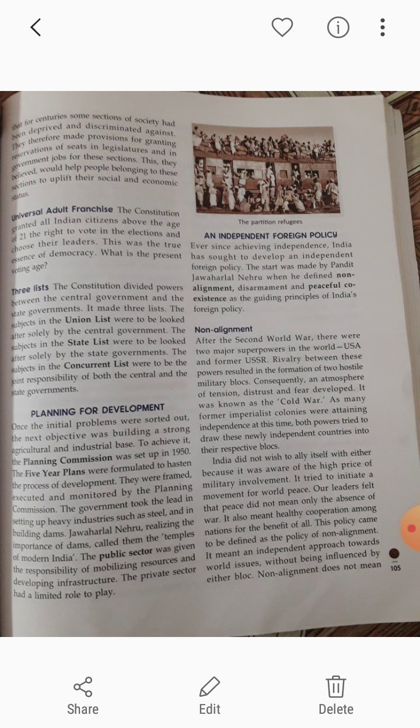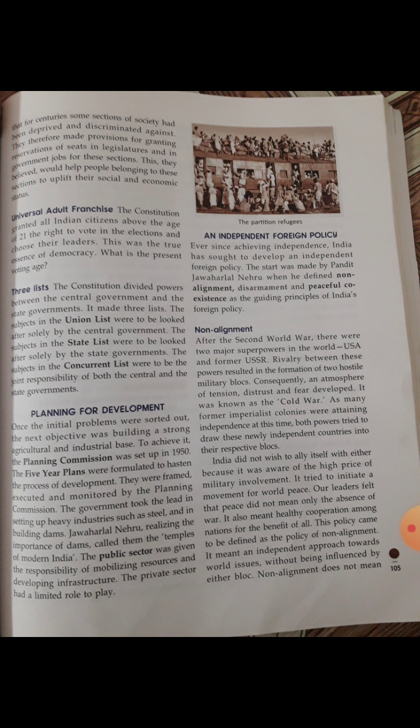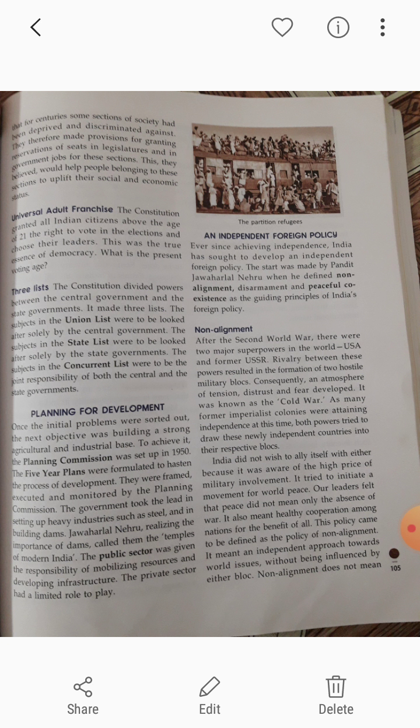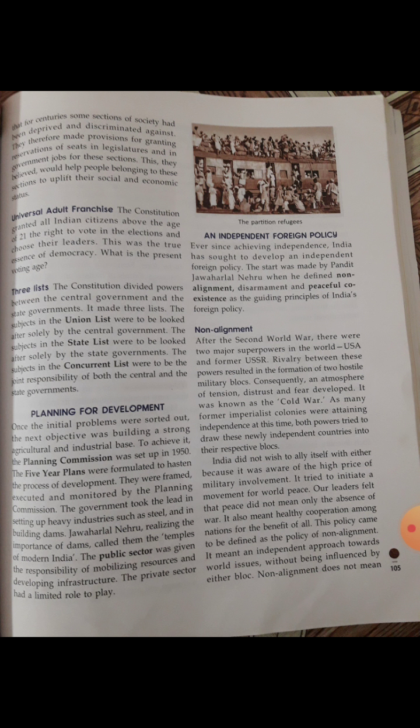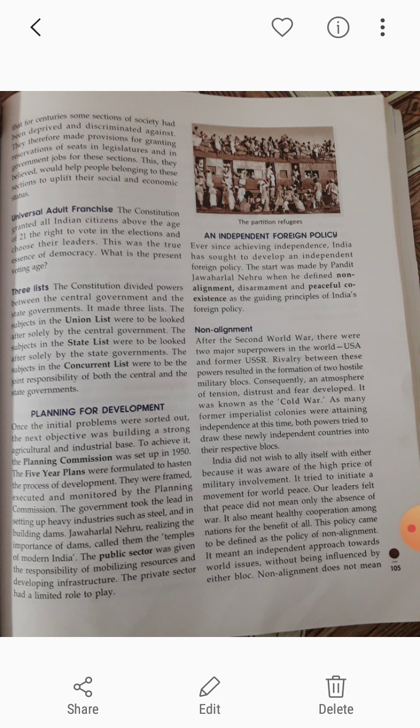The state list has to be looked after by the state government, and the concurrent list will be the joint responsibility of both the central as well as the state government. Clear? Now, next was the planning for development.